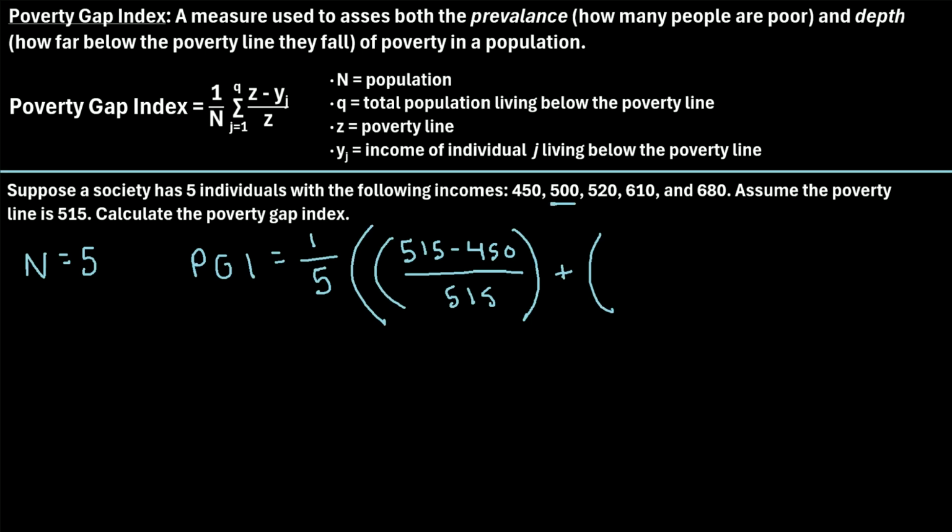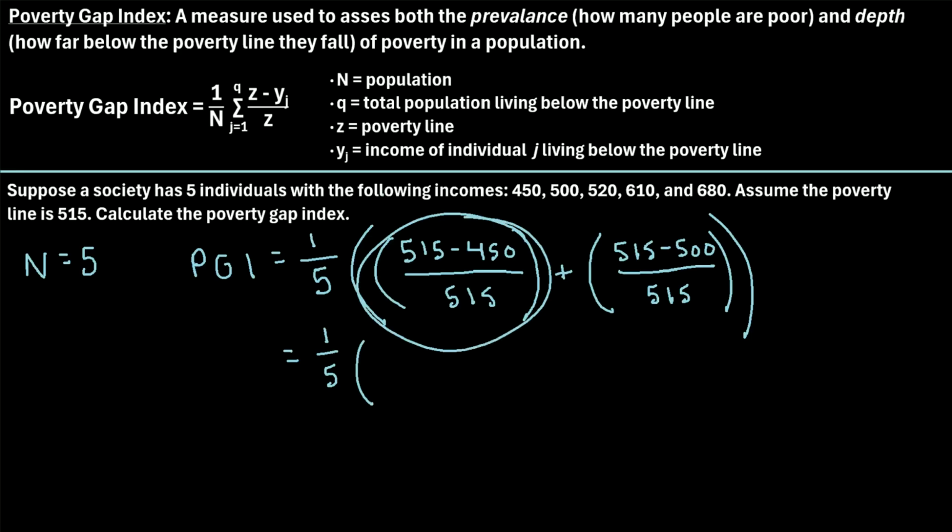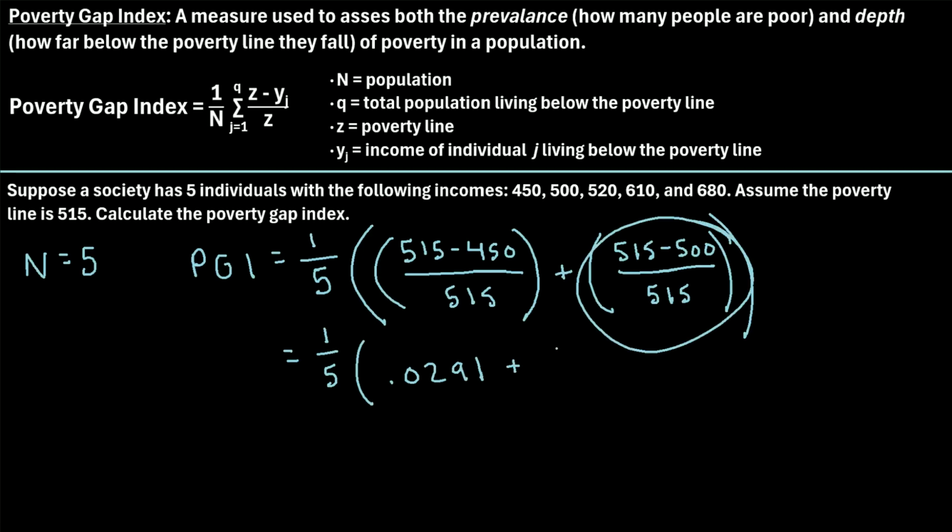So this individual has an income of 500. So for z minus y sub j, we'll do 515 minus 500. And then again, we divide by the poverty line of 515. So this is going to be the formula that we use to calculate the poverty gap index. If we simplify a little bit, we get 1/5 times, if you punch this quantity into a calculator, that comes out to about 0.0291. And this quantity, that comes out to about 0.1262.